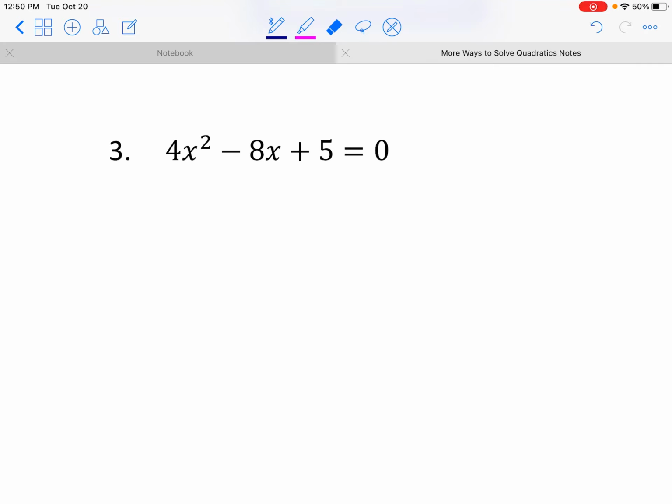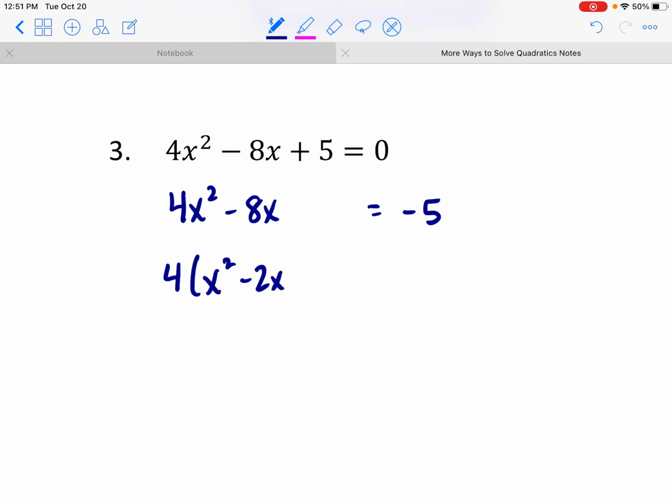So I'm going to have my 4x squared on this side minus 8x, and then the positive 5 gets subtracted over to become a negative 5. Okay, now I need for that a to be 1, and so I'm going to factor it out of this side like a GCF. All right, take the 4 out of this side, and that's going to give me an x squared and then a minus 2x.